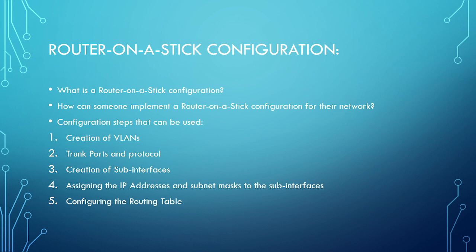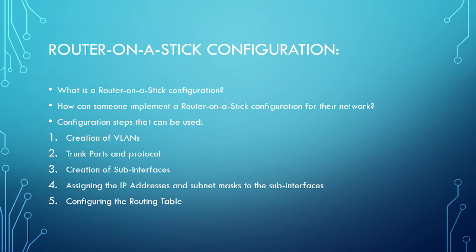Second, we can configure the trunk ports and protocols, where you can start by identifying each switch port that will be connected towards the router, and then by configuring them as trunk ports, and then enabling the protocol that is best appropriate for trunking, such as the IEEE 802.1q standard on both the switch and router.